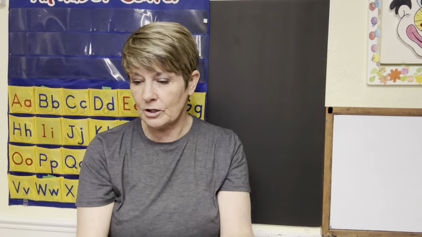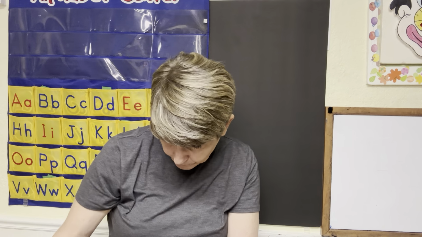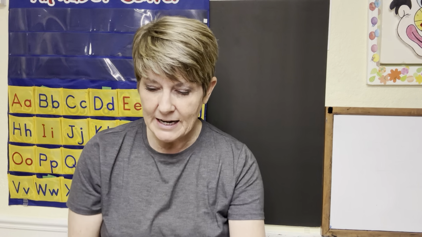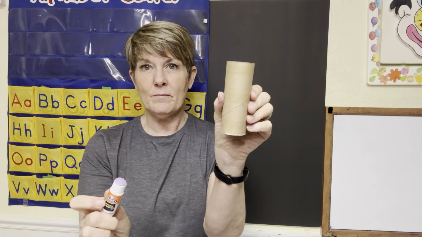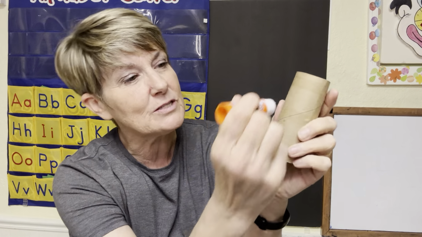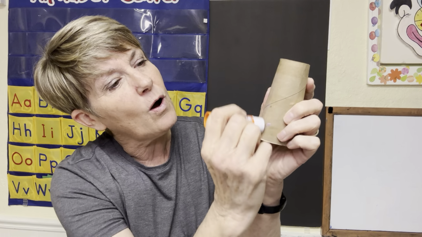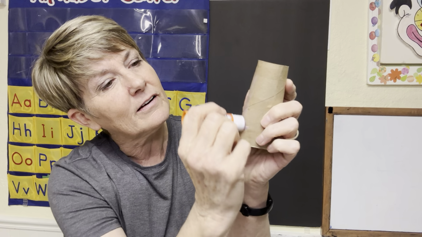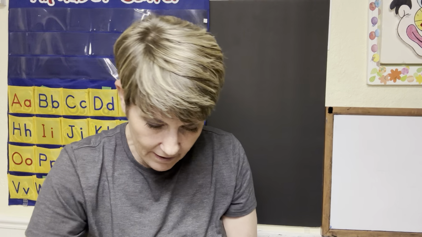Now, if we're going to do binoculars, you're going to need some glue. Let's see if I can find my glue. Here's my glue. And the way you do it is you take 1 toilet paper tube and you're going to put a whole bunch of glue. Can you see how shiny that glue is right on there? We're going to need a whole bunch of glue on there.